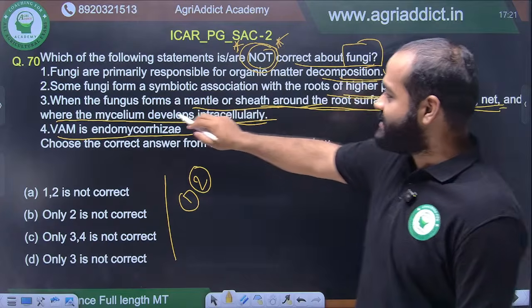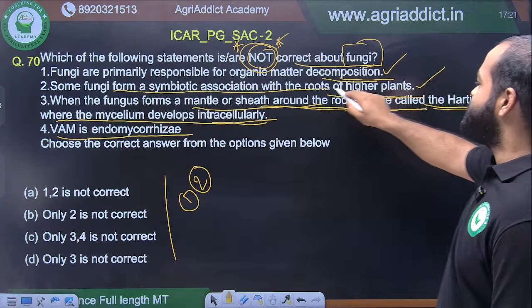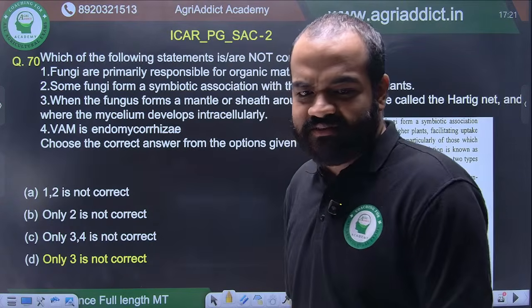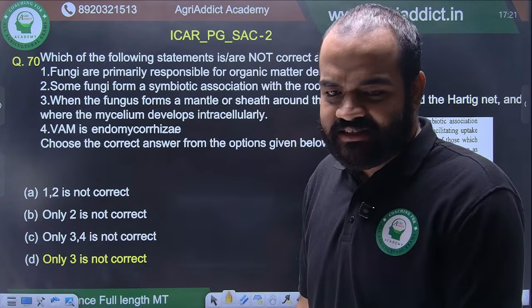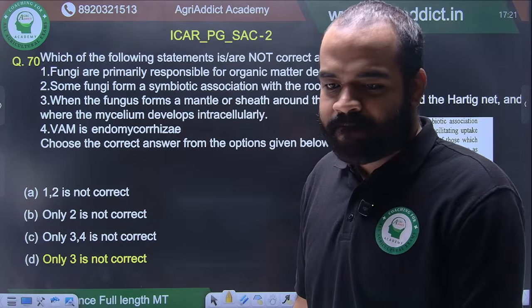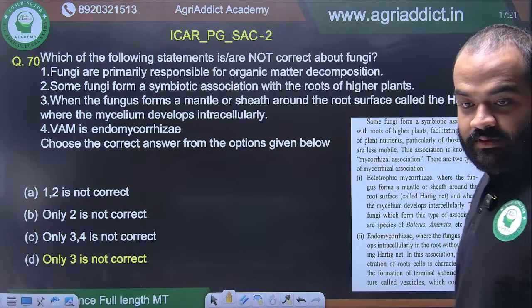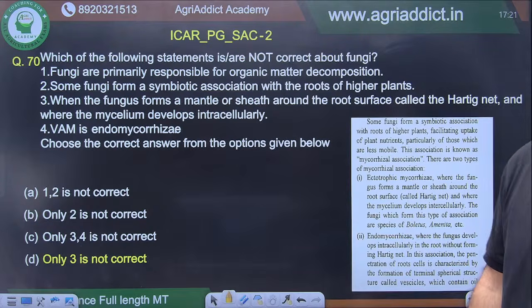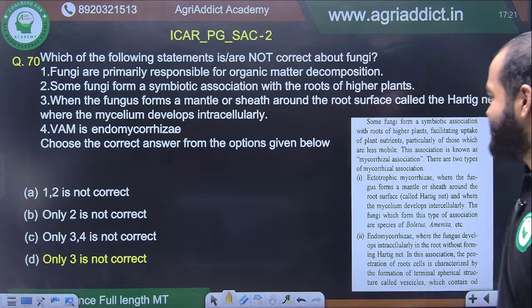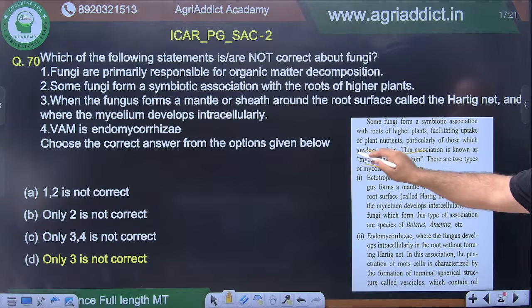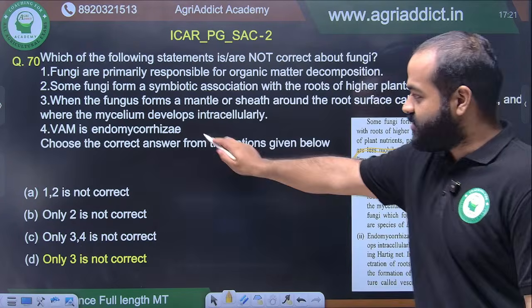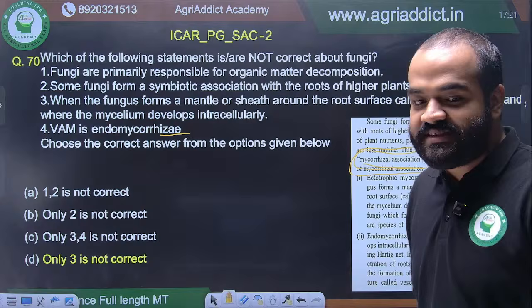Can anyone tell its name? Some fungi form a symbiotic association with the roots of higher plants. What are those called? That is a very easy one. Write fast. Not VAM. You cannot say everything is VAM. VAM is a part of the mycorrhizal association. It is called mycorrhiza, mycorrhizal association. All right. VAM comes in endomycorrhiza. It is a type of mycorrhiza. Not everything is VAM, right?